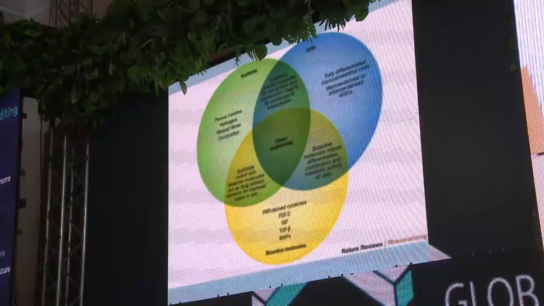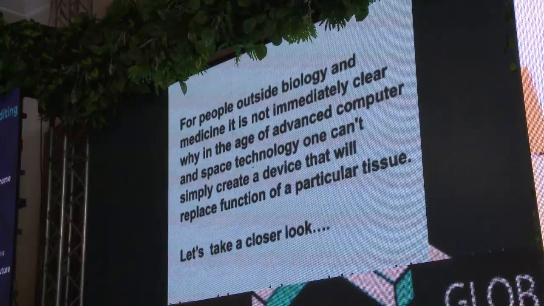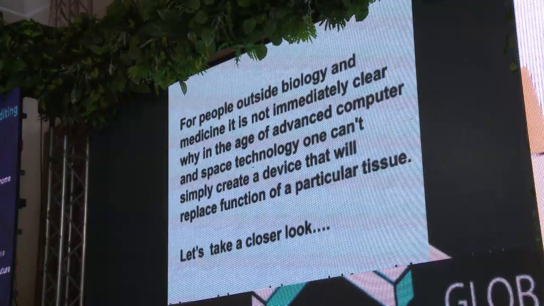So that's where we are now. But of course, when we talk about tissue engineering, for people who are not biologists and outside of biology and medicine, it is not immediately clear why, in the age of advancing computer and space technology, we can't simply create a device that will replace the function of a particular tissue. So let's take a closer look.